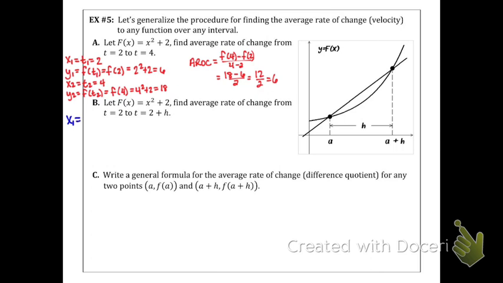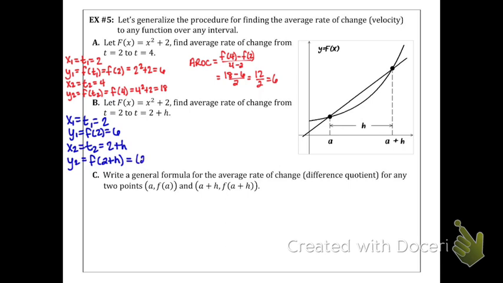All right, so x1, t1, which is 2, and so we just worked that one out. We knew it was 6. Now remember on this next one, we're plugging in that 2 plus h, so I'm going to get an answer with an h. We're not just plugging in a number. When you plug in a number, you usually get a number answer. When you plug in something with a variable, you're going to get a variable in the answer, okay?